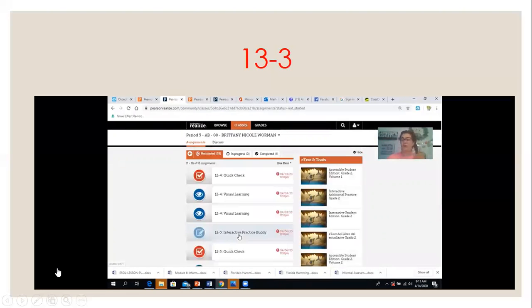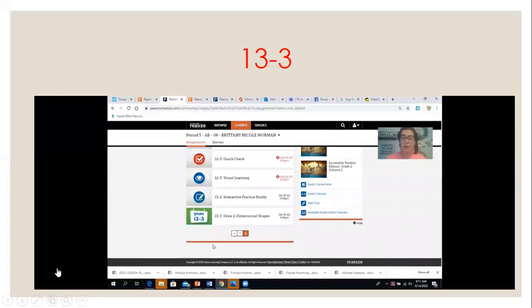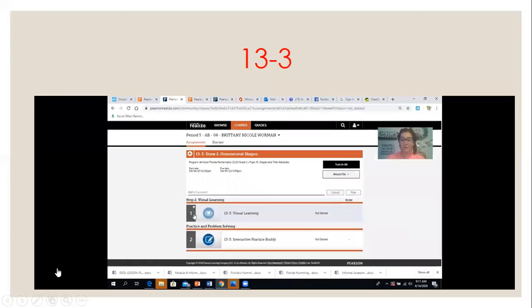Now here, this is the student who is using online, so it shows all of them because they're not active, but yours should show up on the first page. So again, we're on 13-3. You should see a little green box. It has everything you need for the day, and it will go in order. It's going to start with the visual learning, then the interactive practice. No quick check, no exit ticket for today. Just make sure you do the assignments.